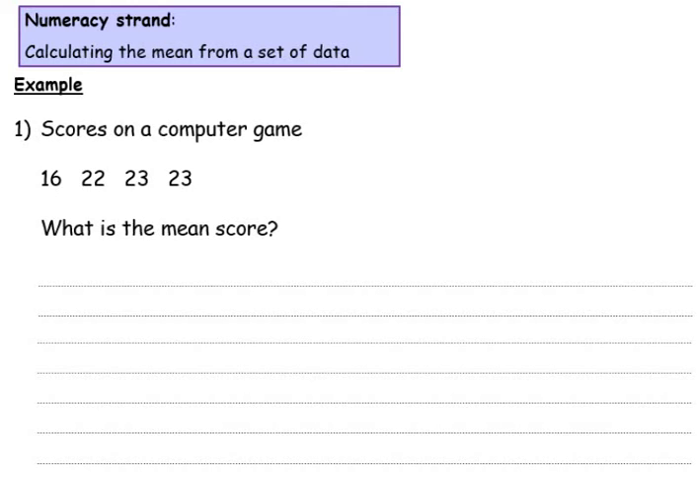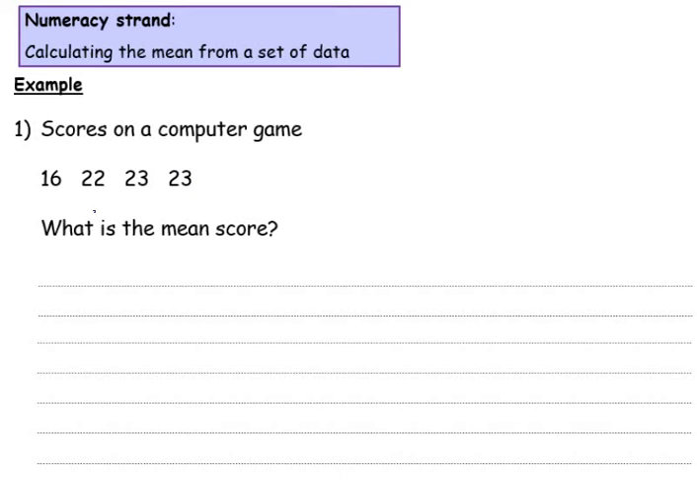So today we're going to look at the numeracy strand, calculating the mean from a set of data. Now to calculate the mean, all we need to do is add up all of the numbers and then divide by the number of numbers.